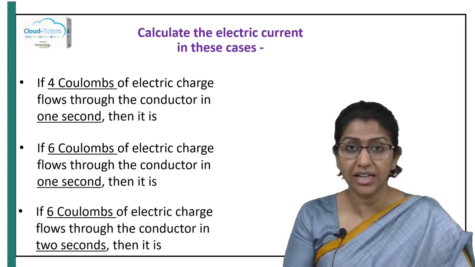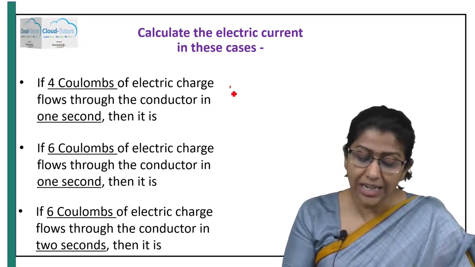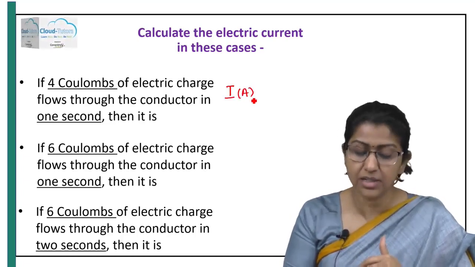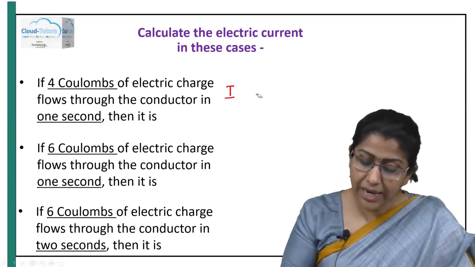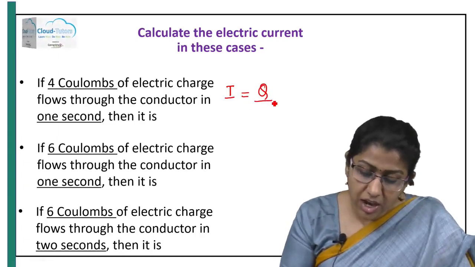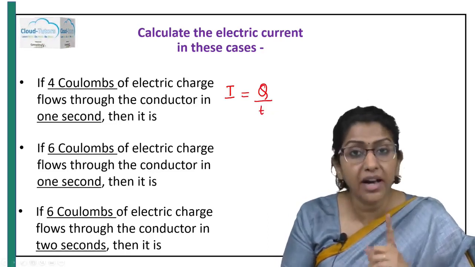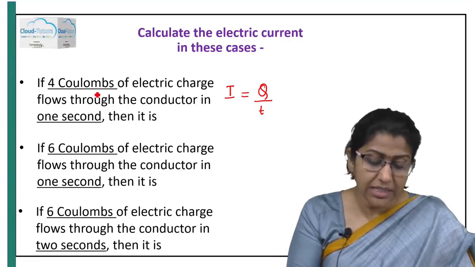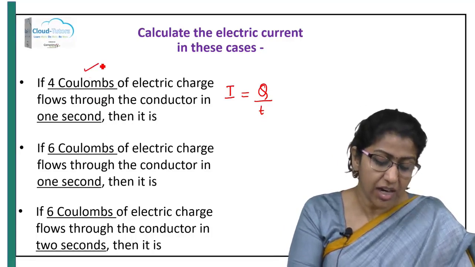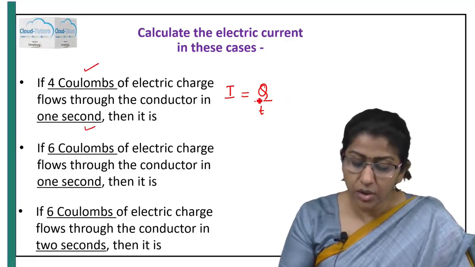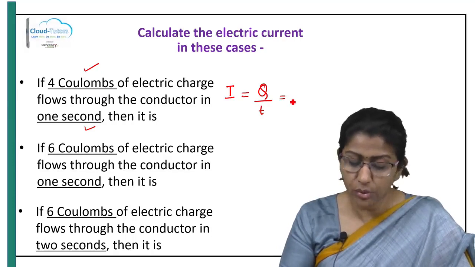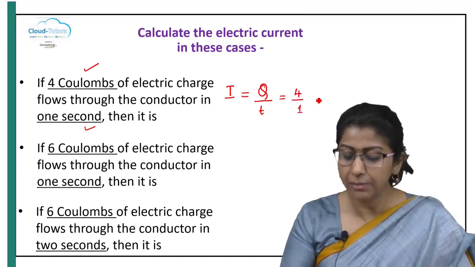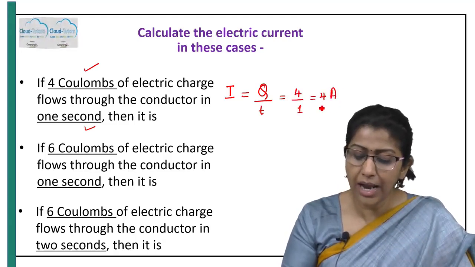As we all have seen already, what is the equation for electric current? Electric current is denoted by capital I, and it is measured in amperes, right? Electric current I is given by the electric charge flowing through the conductor per unit time, so I is equal to Q divided by T. What is the data that we have here? We have been given the charge and the time. So let's substitute the values. Q is 4 coulombs and T is equal to 1 second. So 4 divided by 1 gives me 4 amperes.